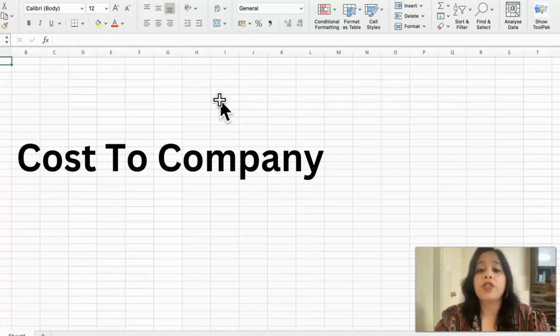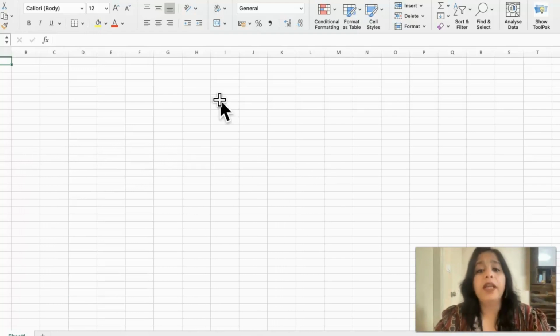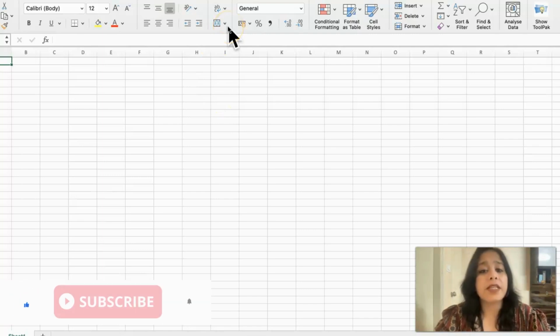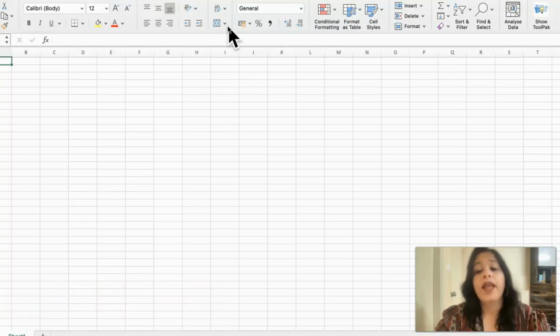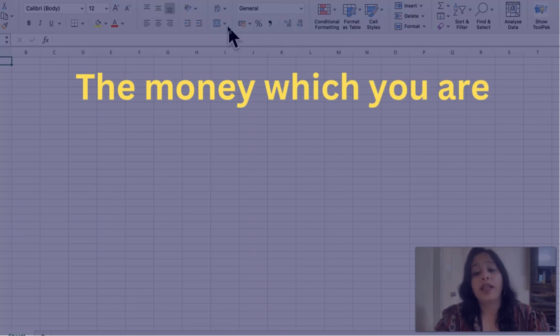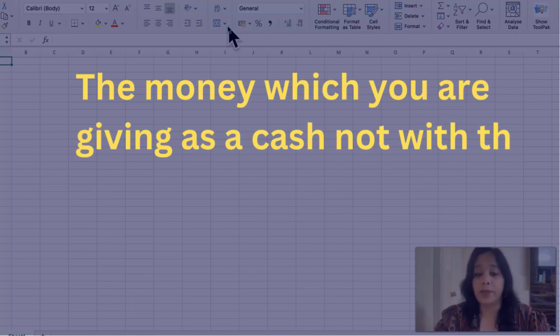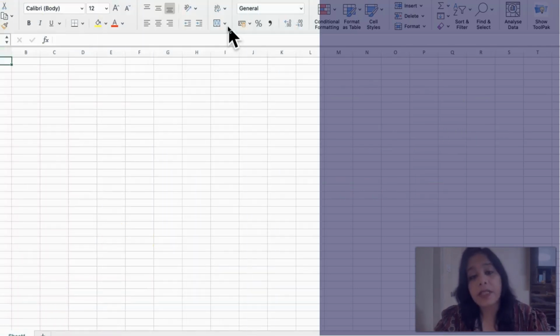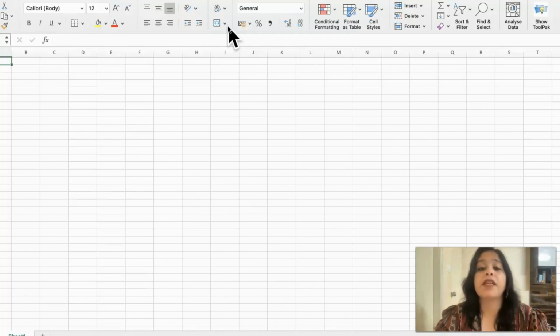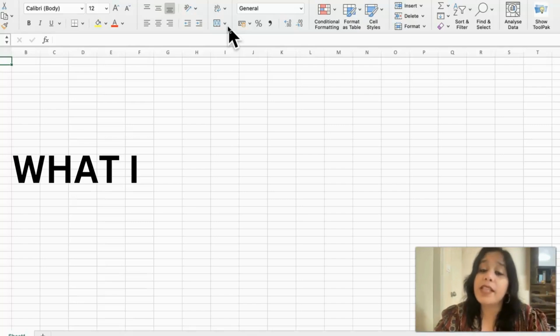CTC means cost to company. Whatever the amount the company is spending on the employee is called CTC. Whether it's basic, allowances, perquisites, or compliances being provided to the government, the sum of that all is called cost to company. And the money which you are giving as cash, not as a facility, that's called gross. So what you are giving as cash? Basic and allowances. So the sum of basic and allowances, that means the cash given before any deduction, is called gross.